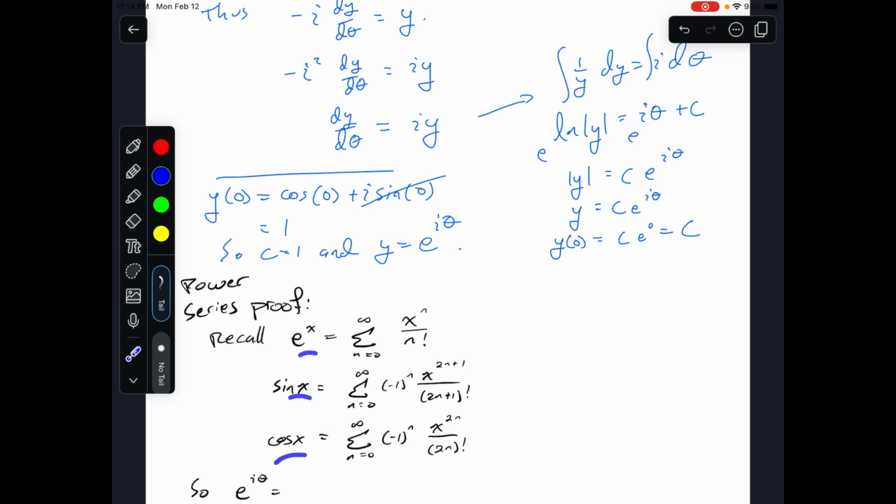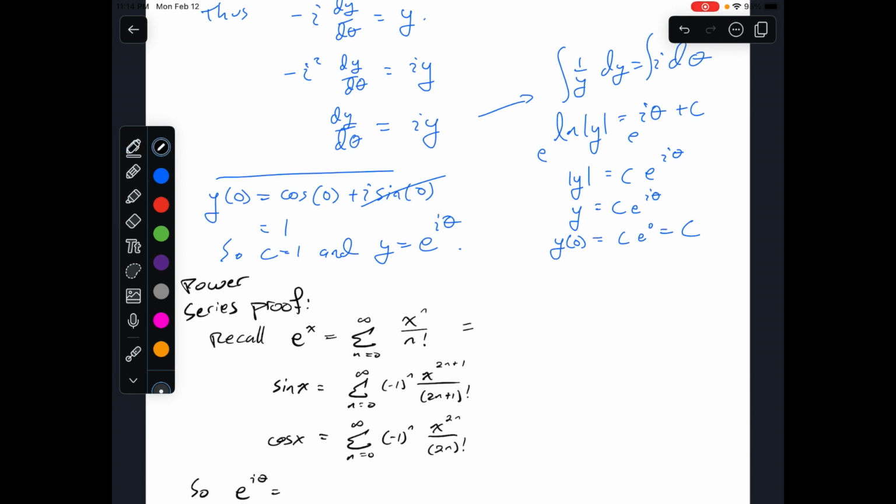e to the x, sine of x, and cosine of x can be represented as follows. So e to the x is equal to the sum of x to the n over n factorial, from 0 to infinity. Sine of x is an alternating sum of x to the 2n plus 1 over 2n plus 1 factorial. I say alternating because of the negative 1 to the n. And then cosine of x is an alternating sum of x to the 2n over 2n factorial.